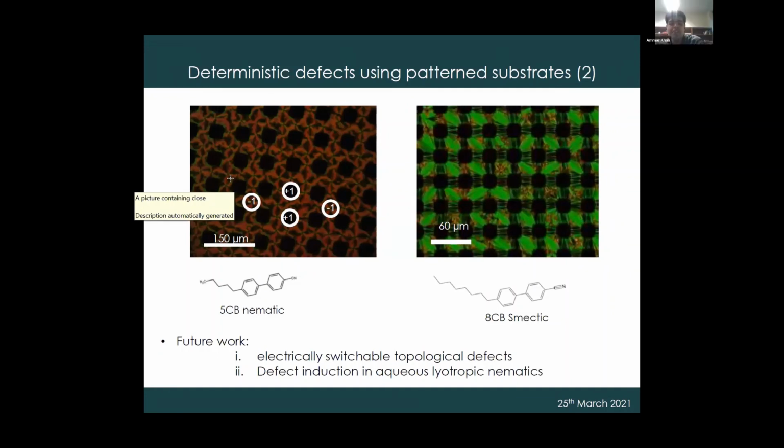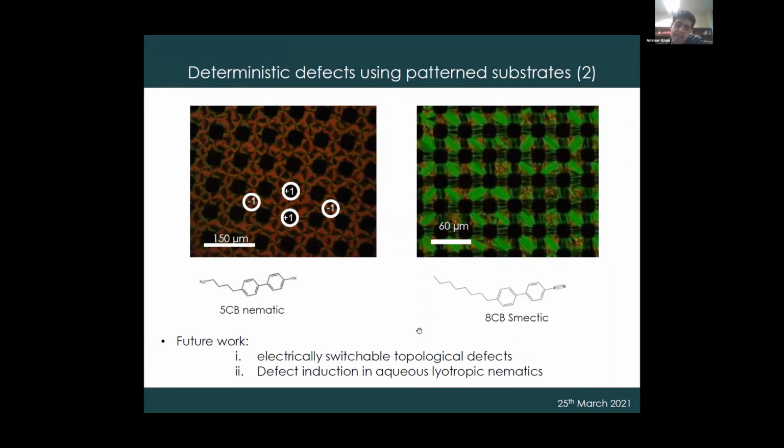So the surface is basically forcing this alignment, and you get these 4-point brushes between these air gaps that we patterned, and effectively you have defects on the air gaps also. And between these air gaps, we see -1 defects, which means that if you were to rotate the sample, the brushes would rotate in the opposite sense. And so with nematics, we're able to realize these ordered arrays of topological defects.